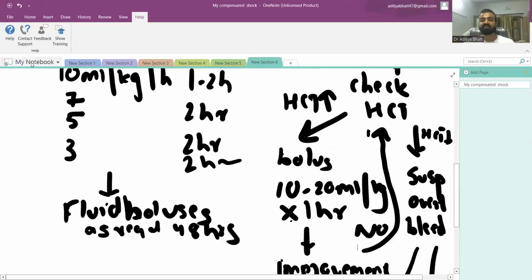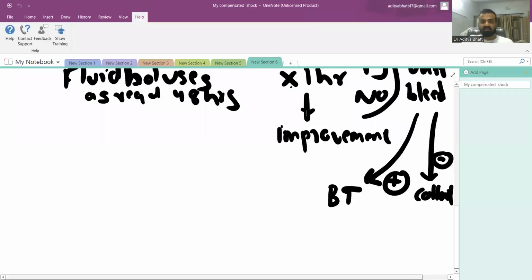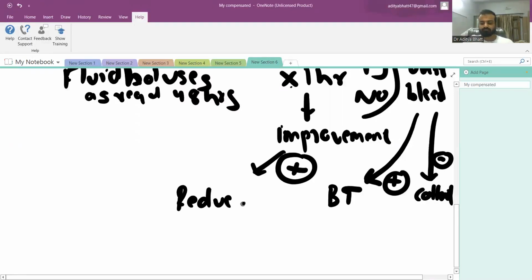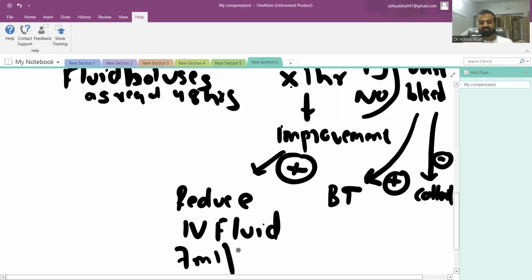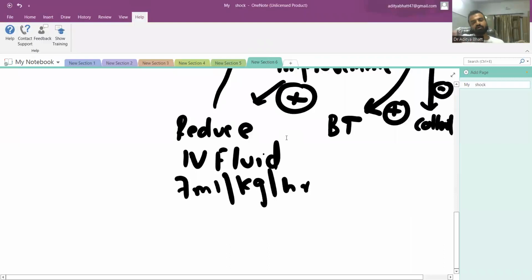If the hematocrit has decreased, we have to suspect overt bleed. And if there is overt bleed, we give BT. If there is no overt bleed, then we have to give colloids. Now, if the improvement is present, then you have to reduce IV fluid to 7 ml per kg per hour. So that is the management for the compensated shock of the dengue.